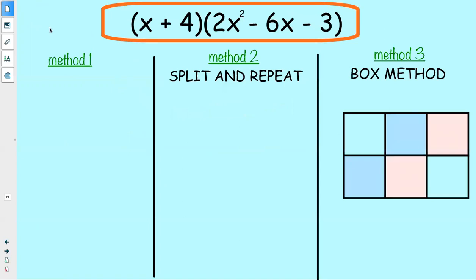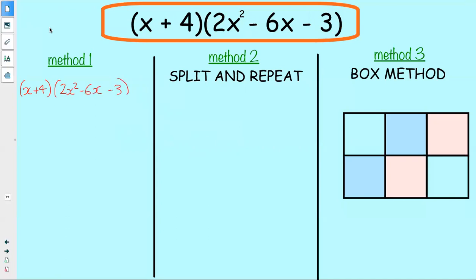So again, I'm going to do a very similar setup to before. I'm going to do 3 different methods here. You can see it's similar, only the second bracket here has got 3 terms instead of 2 terms. So let's get started. First method, I'm just going to take each term in the first bracket and multiply it by each term in the second bracket.